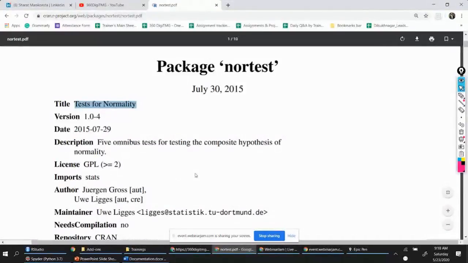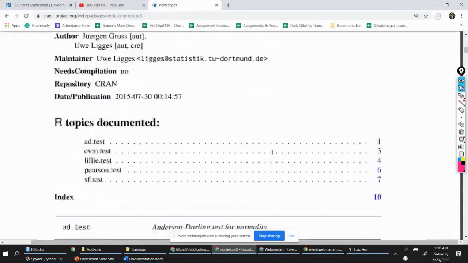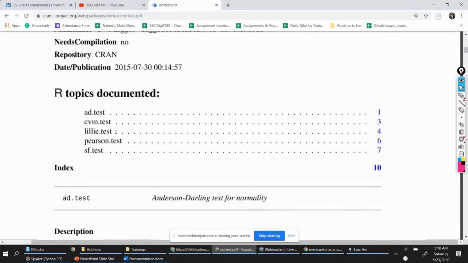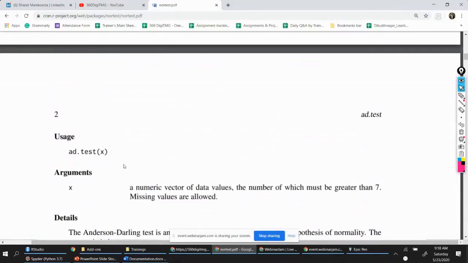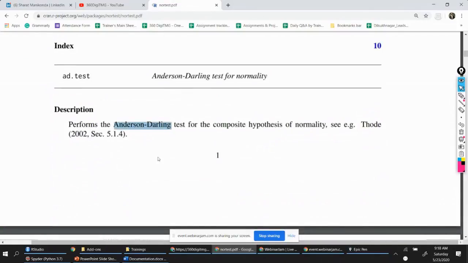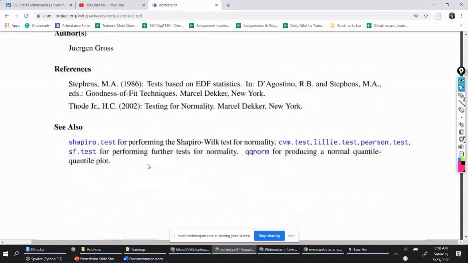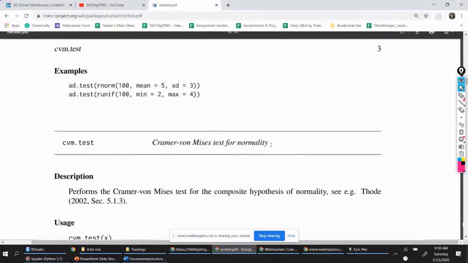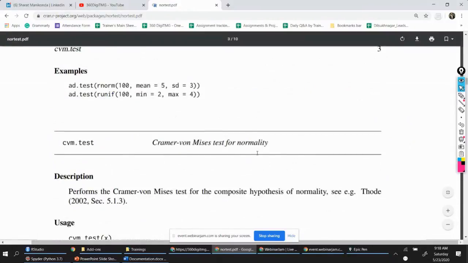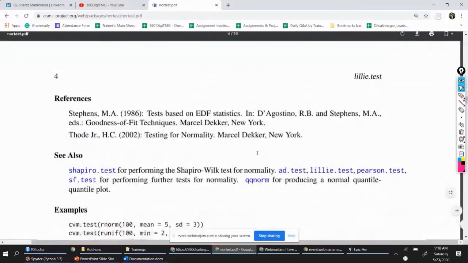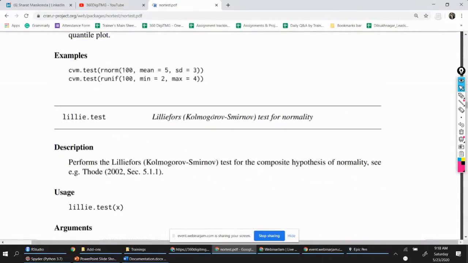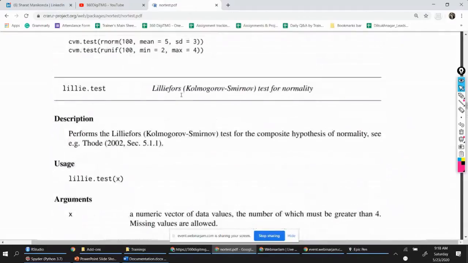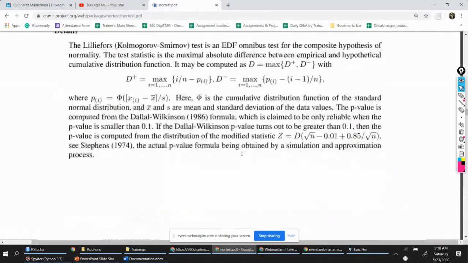Right? Five omnibus tests for testing the composite hypothesis of normality: AD test, CVM test, Lilliefors test, Pearson test, SF test. So the AD test is what I'm trying. You can probably explore the different options given here. CVM test, Cramér-von Mises test for normality. Then we have the Lilliefors test, also known as the Kolmogorov-Smirnov test.